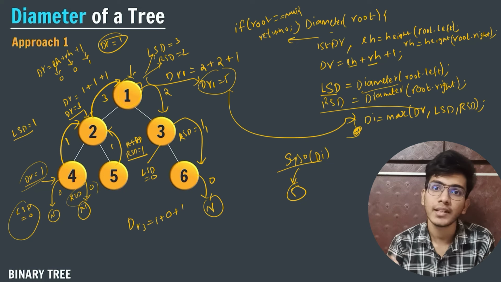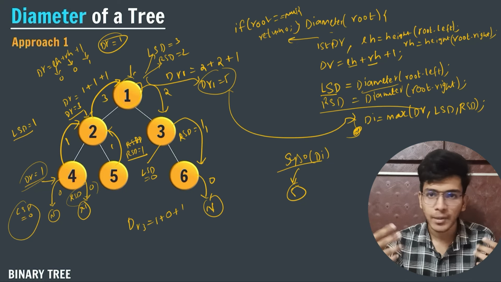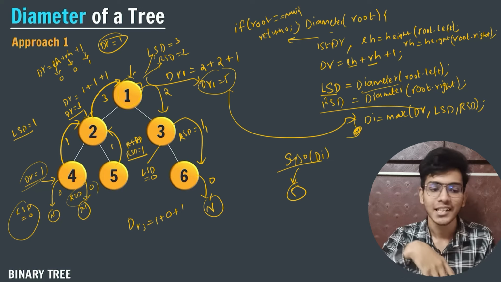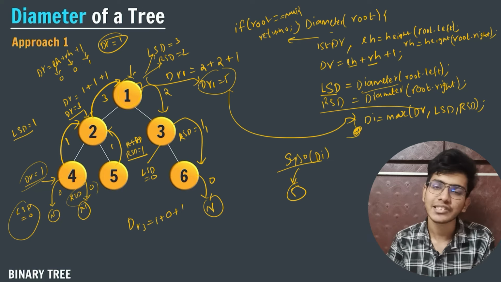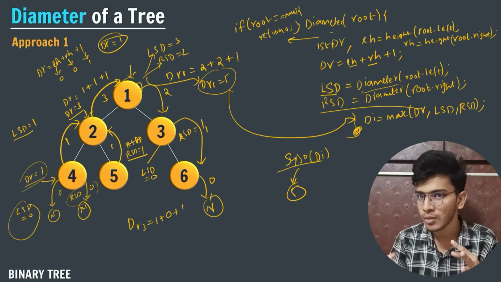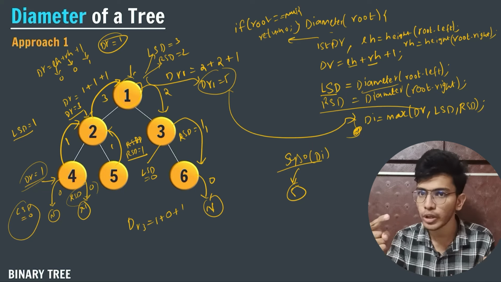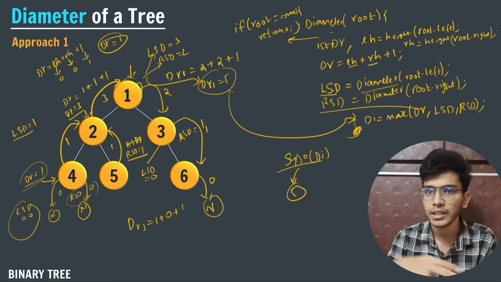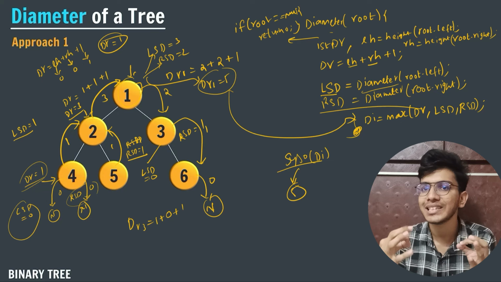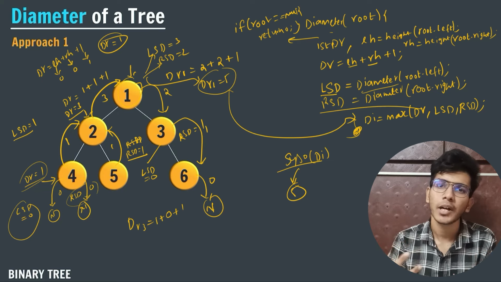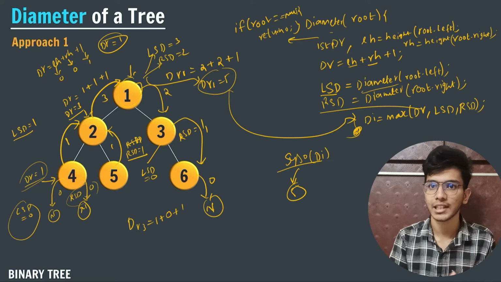You need to keep faith that somehow my diameter function will calculate the left side diameter and the right side diameter, and this value, whatever value I am getting through my diameter through root, after the left part diameter and right part diameter, I will take the maximum value among these three. That thing will become my diameter. Now let us code this thing. By coding this, it will become even more clear for you guys.